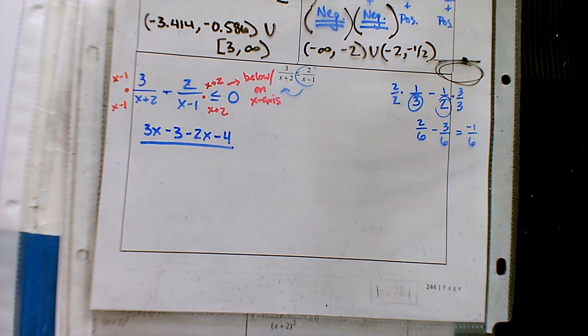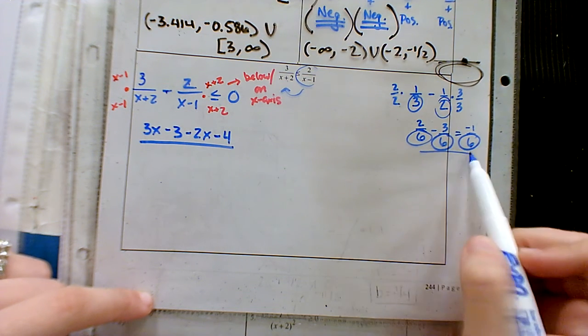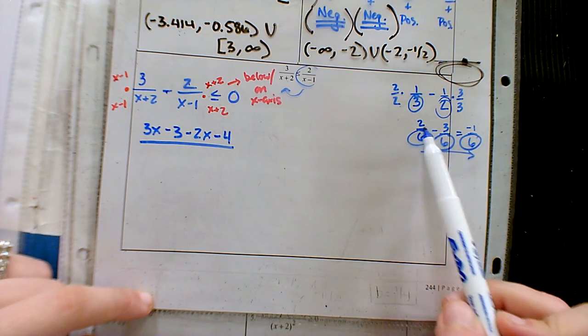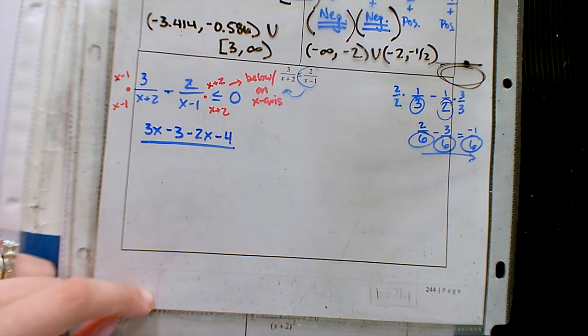What do we do with the bottoms? When you subtract fractions, you subtract the tops, but what do you do with the bottom? Yeah, it stays the same. Okay, you keep that common denominator all the way through. So notice how in our number example, we subtracted the tops, but we kept the common denominator.